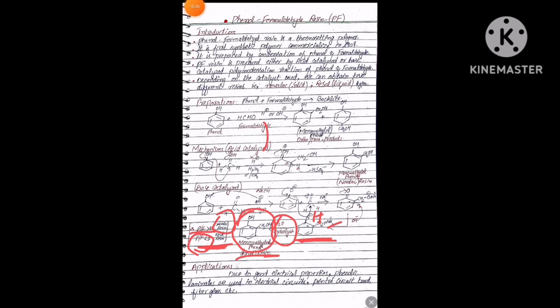Now students, we will discuss its applications. Due to good electrical properties, phenolic laminates are used in electrical circuits, printed circuits, circuit boards, fiberglass, etc. This is the importance of phenol-formaldehyde resin. Very important MCQs are present in this lecture.